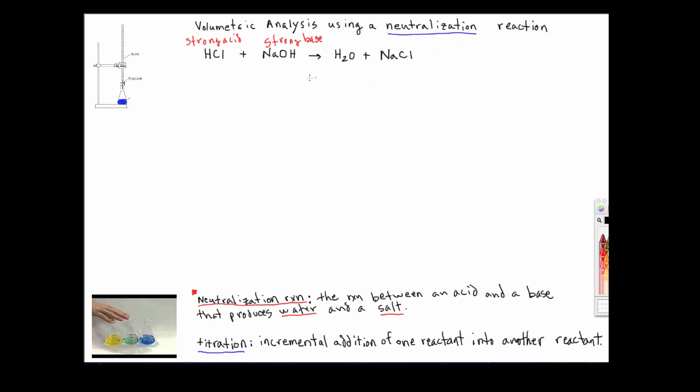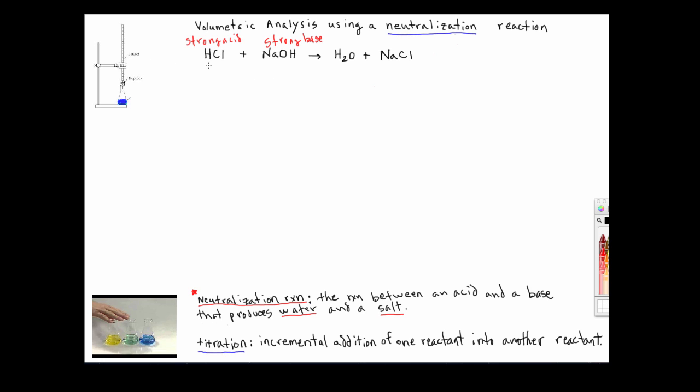So what I want to accomplish in this video is to lay out the groundwork for the classic what's called a volumetric analysis utilizing a neutralization reaction in the laboratory. And this is a laboratory that is classic. You will encounter it in any general chem university level class, any high school chemistry class, and any advanced placement chemistry class. So let's get started.